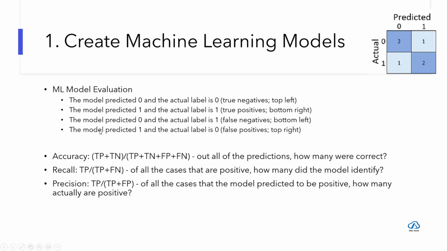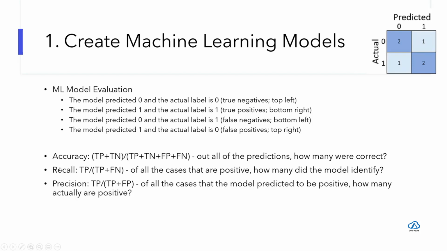You need to know what true positive, true negative, false positive, and false negative are. When the model predicts 0 and the actual value is 0, it is considered a true negative. When the model predicts 1 and the actual value is 1, it is a true positive, which is the bottom right. When the model predicts 0 but the actual value is 1, it's called a false negative. When the model predicts 1 and the actual label is 0, it is considered a false positive, at top right. So you will get this kind of very simple, tricky question.